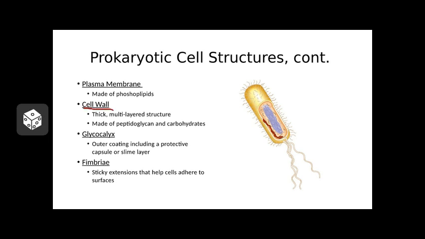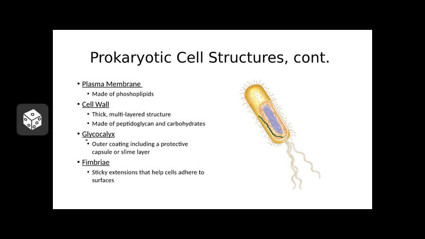There are some other things that exist outside the plasma membrane. One of those is the cell wall. A cell wall is a thick, dense structure just to the outside of that membrane. See if I can trace it a little bit. It's represented in kind of white here. It's really thick, it's protective, and it helps give the cell shape.